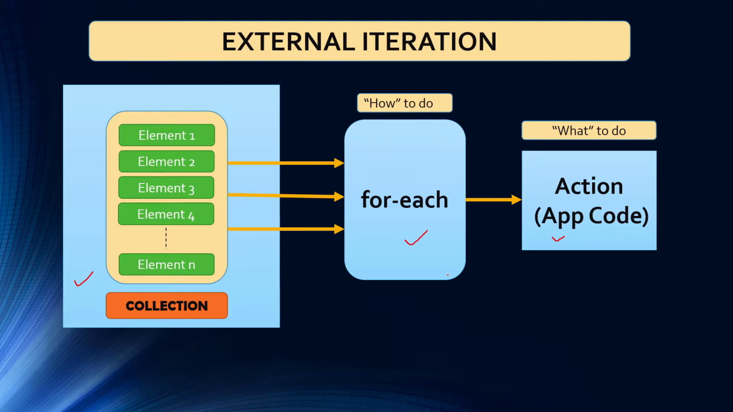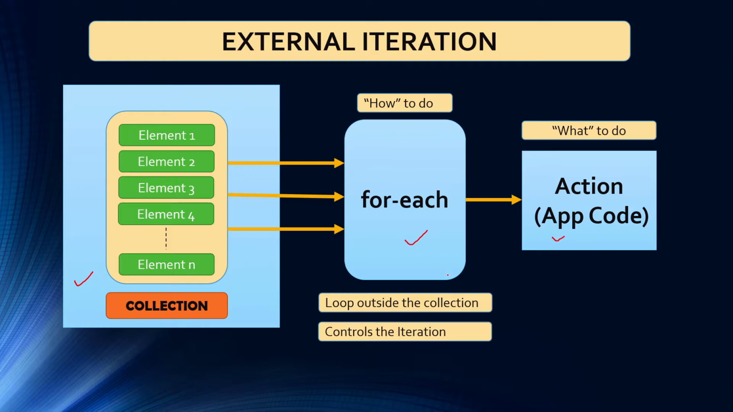The very first thing to notice here is that iteration is happening outside of the collection, and we are also taking responsibility for defining how to do the iteration. What that means is the programmer or developer is not only defining the operation we want to do for each element in the collection, but is also taking the burden of completely controlling the iteration. And having more control is not always good, because more control may lead to more bugs.